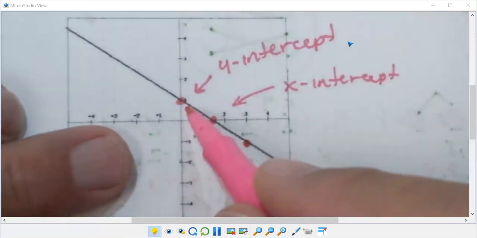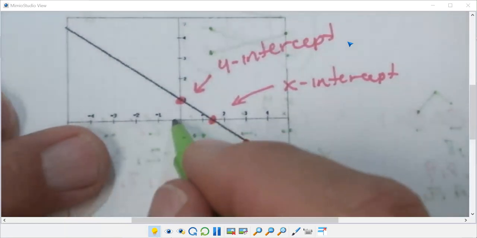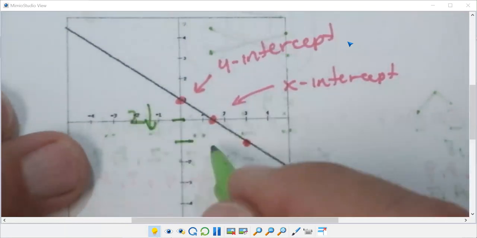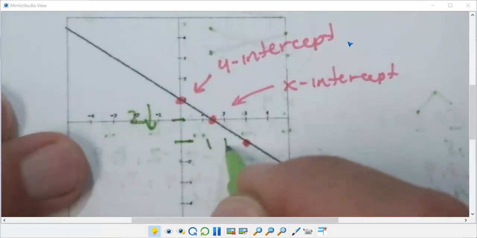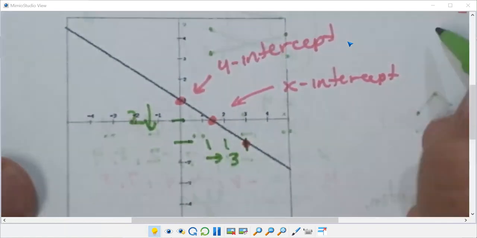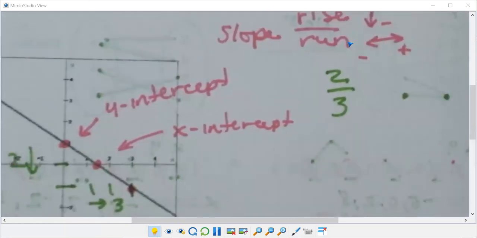So we're going to take this right here, and I'll do it in a different color. We're going to take this point here. We go down 1, down 2. So we went down 2, and then we go over 1, 2, 3. So we went over 3. So my slope here would be 2 over 3. That's my slope, rise over run.